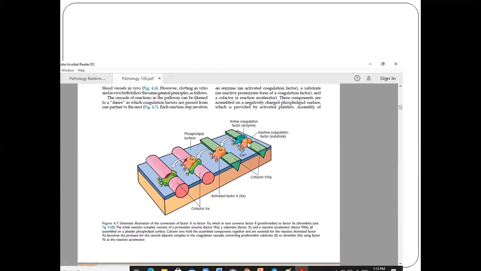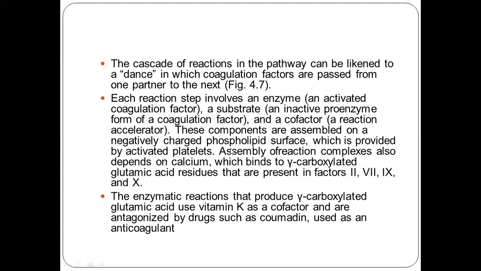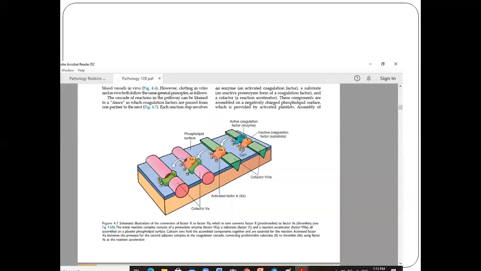Calcium ion holds the assembled components together. You can see here 9 and 10, 2, 7, 9, 10 require calcium. These gamma carboxylated residues are held by calcium. The assembly of the reaction complex depends on calcium. Calcium binds to gamma carboxylated glutamic acid, and this residue is present in factors 2, 7, 9 and 10. So calcium holds the assembled components together and is essential for the reaction. Calcium is itself coagulation factor number 4.